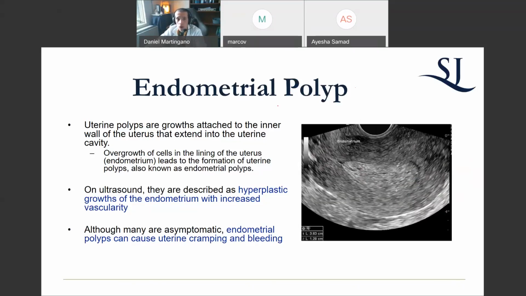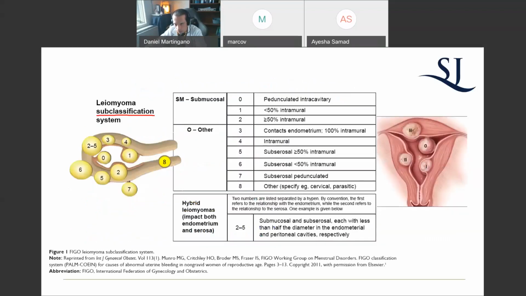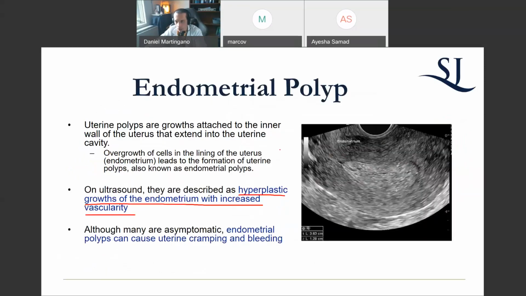Endometrial polyps are hyperplastic growths of the endometrium. So by definition, they cannot exist outside of the uterine cavity. That's different from fibroids, right? Because fibroids can be anywhere because they're smooth muscle tumors. Endometrial polyps are hyperplastic growths of the endometrium itself, and they have increased vascularity. The reason they are problematic is that they can cause cramping and bleeding.